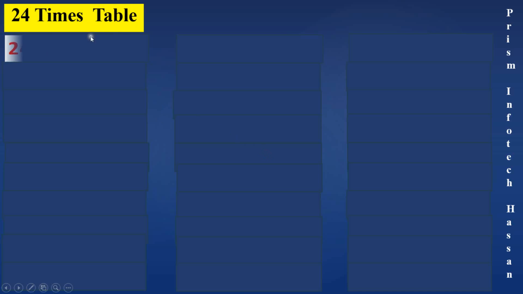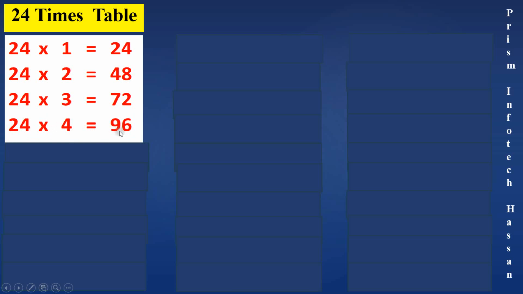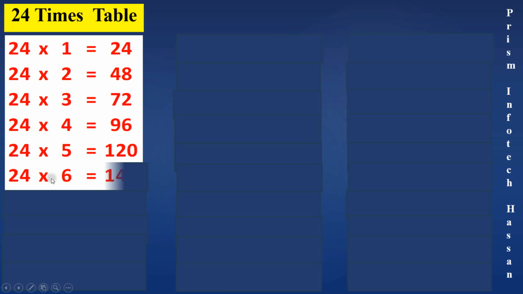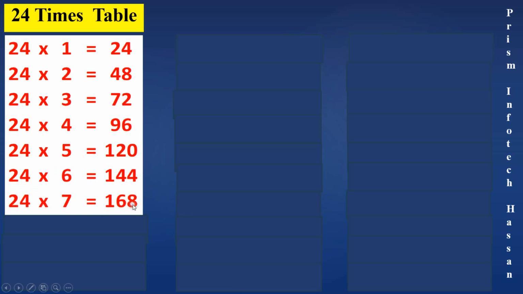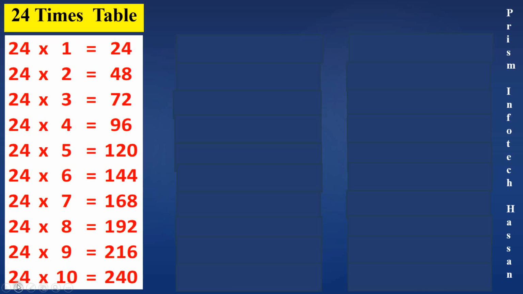24 times table. 24 times 1 is 24. 24 times 2s are 48. 24 times 3s are 72. 24 times 4s are 96. 24 times 5s are 120. 24 times 6 are 144. 24 times 7s are 168. 24 times 8s are 192. 24 times 9s are 216. 24 times 10s are 240.